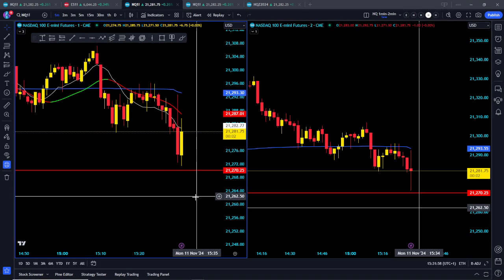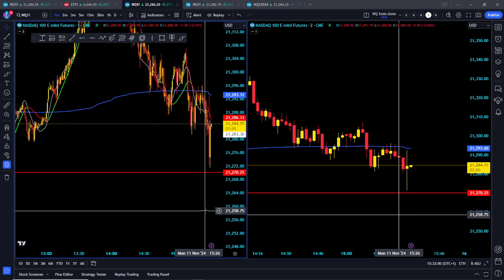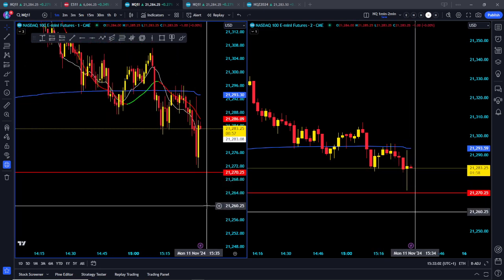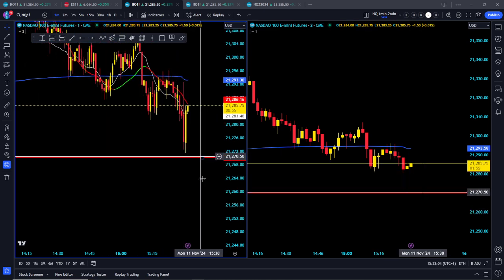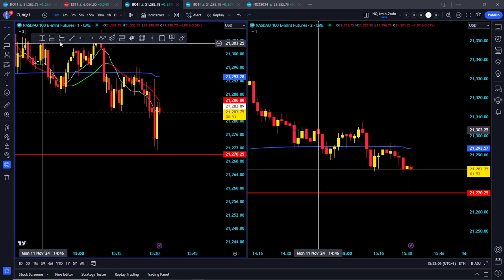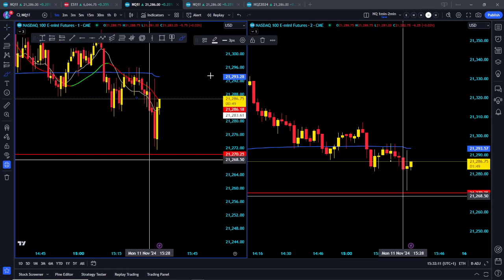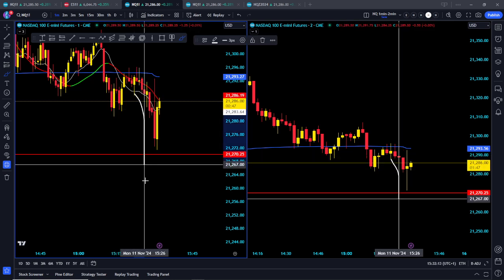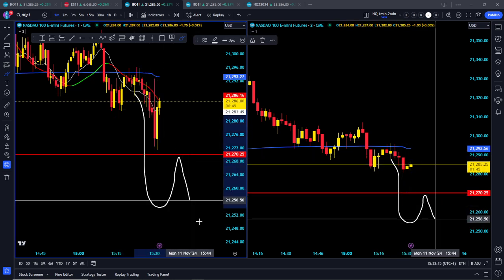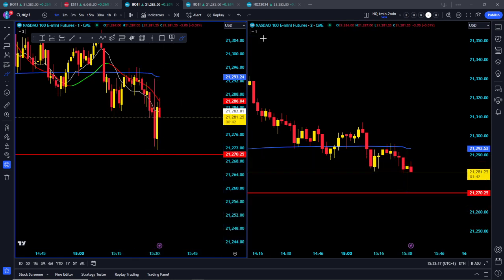What I want to see is a dump below the 70s, somewhere in the 260s, come back into the 270s and then continue downwards. That's what I like to see. So it's basically something like this. That's what I want to see.